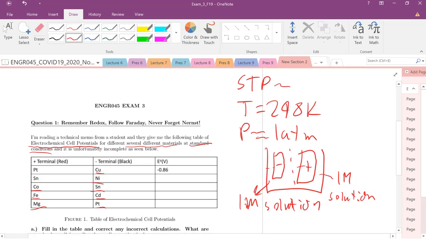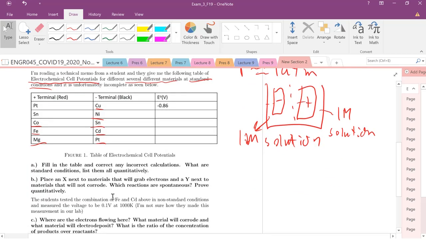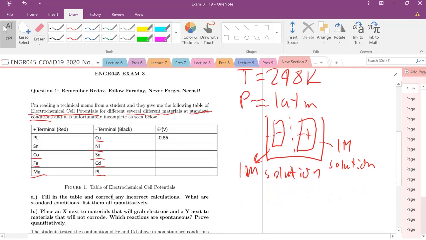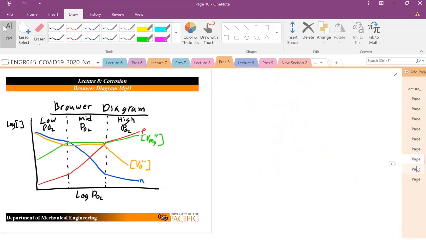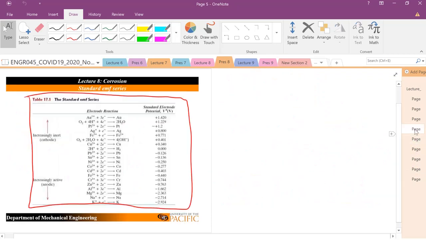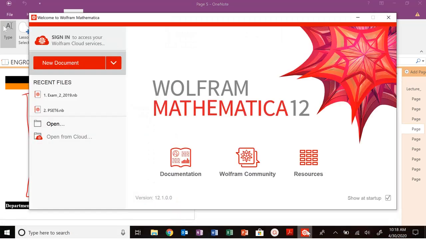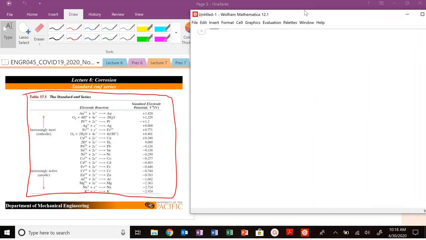So the first part of this question asks us, fill in the table and correct any incorrect calculations. What are standard conditions? List them all quantitatively. So we've already done that. Now let's go ahead and fill out this table. We are going to want to go back and look up the values in this page of our lecture slides. This bad boy right here. I'm going to flip up my computer, and we are going to work in our favorite Mathematica to solve this problem.